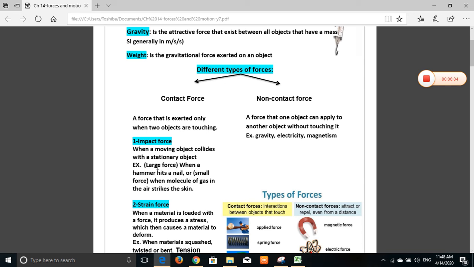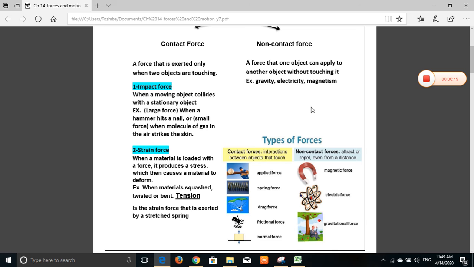We have large force, like when a hammer hits a nail. The nail stops without moving, and by hammering on the top of the nail, the hammer hits the nail and exerts a large force. This is called the impact force. Or a small force, when a molecule of gas in the air strikes the skin, this exerts a small force. This is also called impact force.